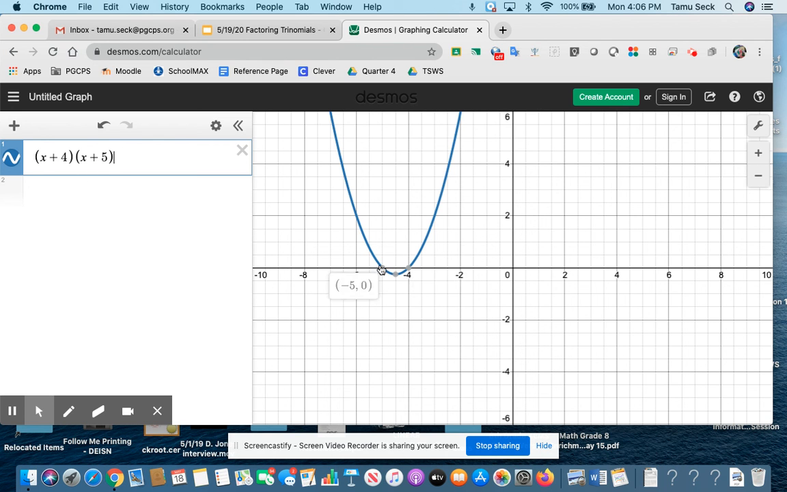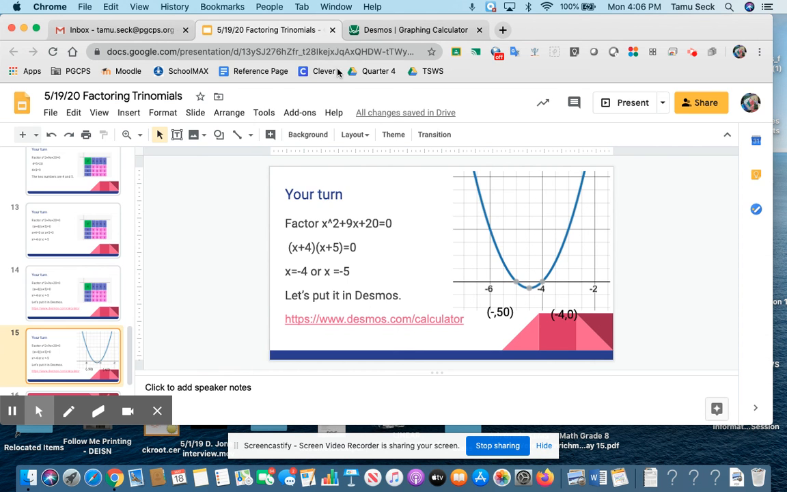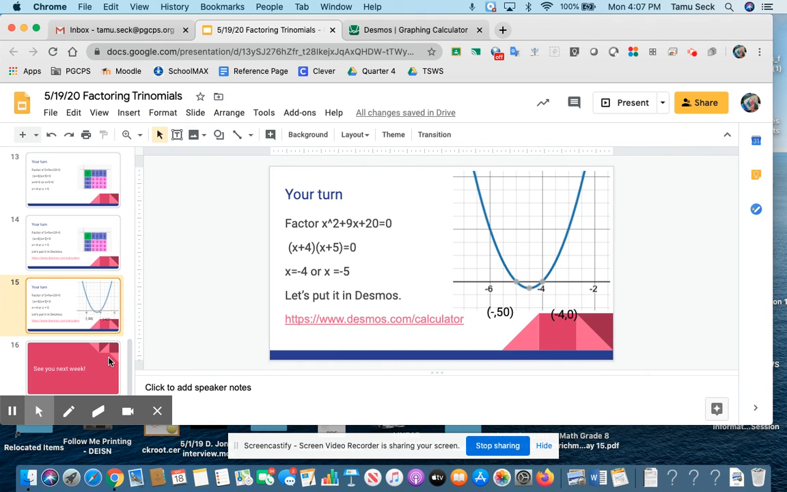These are called the roots. They're called the x-intercepts, they're called the zeros, and they're called the roots. Right here, we can see on the x-axis that x is equal to -5 and x is equal to -4. So that's what we had factored right here. x is equal to -5 or x is equal to -4. So you can see them on the x-axis of the graph of the parabola.